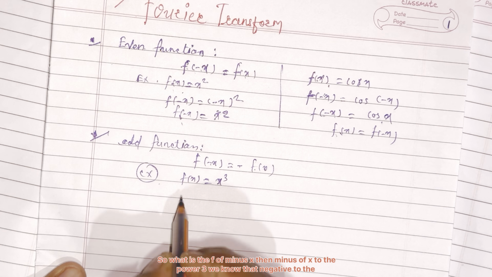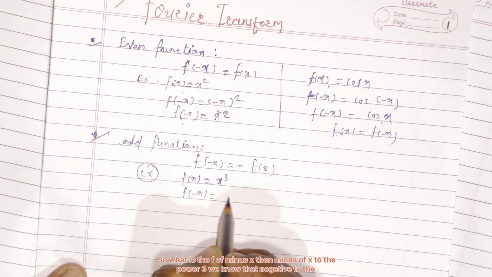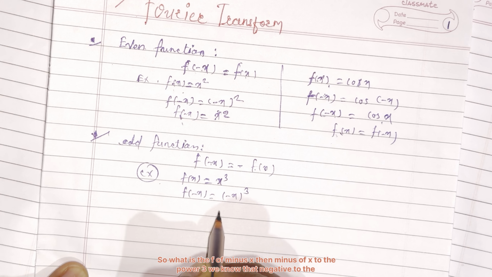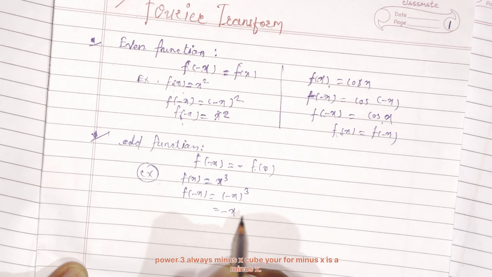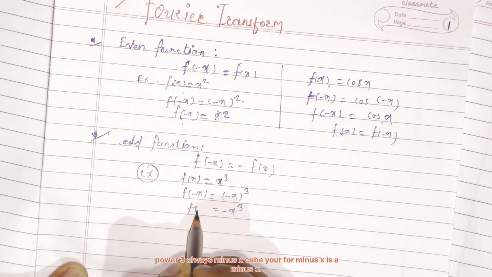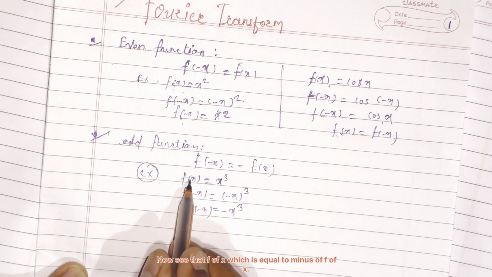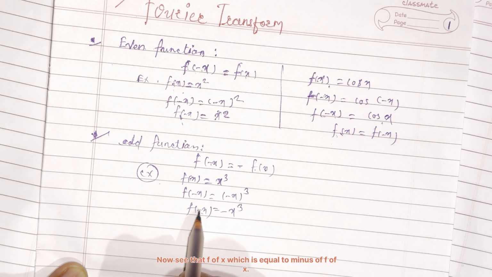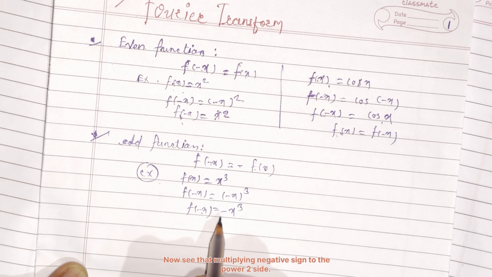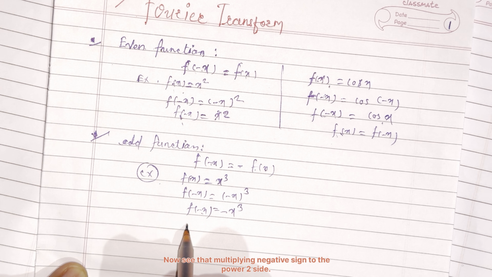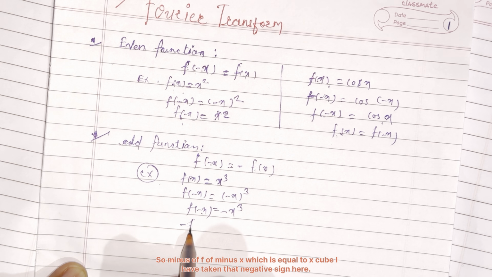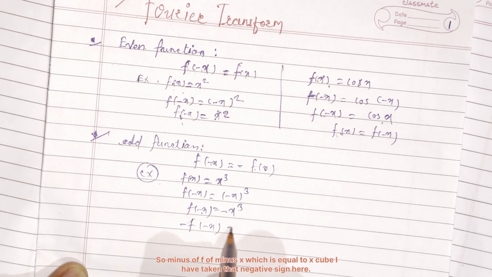So what is f of minus x then? Minus x to the power 3. We know that a negative to the power 3 is always minus x cube. So f of minus x is minus x cube. Now see that f of x is equal to x cube, and multiplying the negative sign on both sides, minus of f of minus x is equal to x cube.